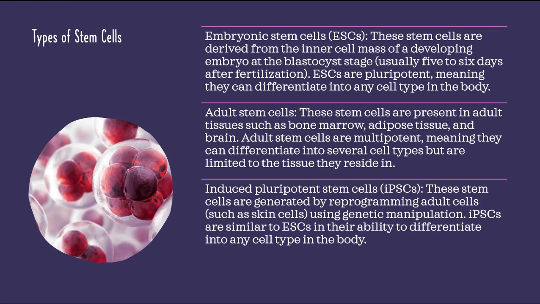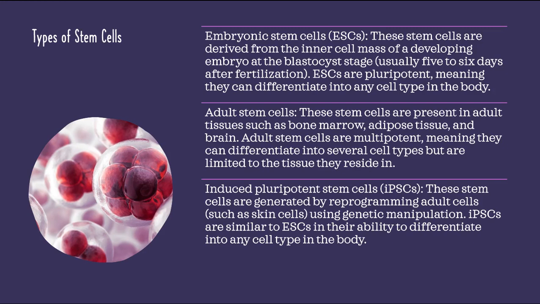So adult stem cells. These stem cells are present in adult tissues, such as bone marrow, discussed earlier, adipose tissue, fat cells, and the brain in smaller amounts. Adult stem cells are multipotent, meaning they can differentiate into several cell types, but are limited to the tissue they reside in. And some adult stem cells are unipotent. They can give rise to only one type of cell, such as the epidermal stem cells.